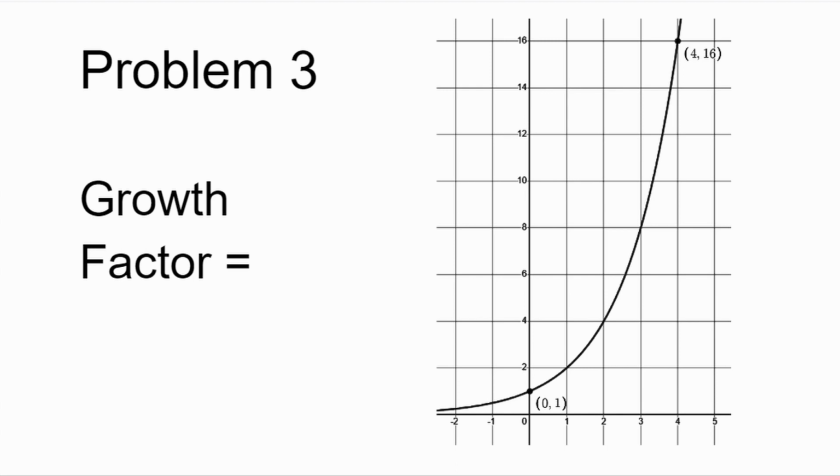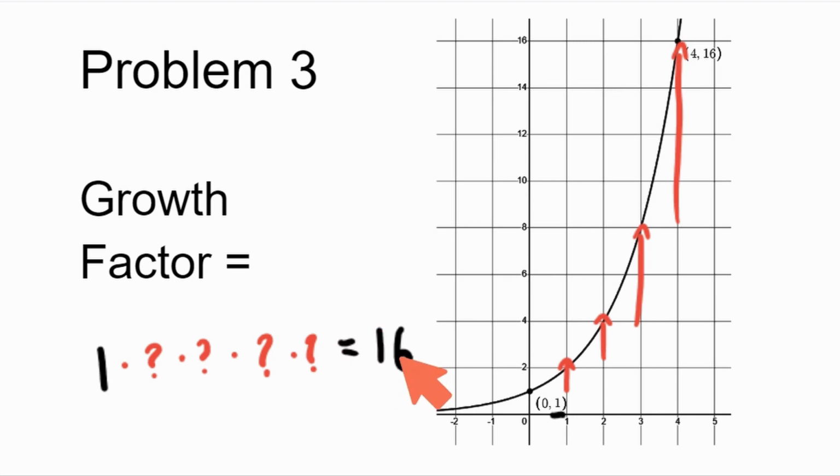Notice for this graph, we don't have any consecutive points. Here we're starting with x equals 0, and our next point is when x equals 4. How many jumps does it take to go from the 0th step to the 4th step? It takes 1, 2, 3, 4 jumps to go from the 0th step to the 4th step. So I can answer the following question: starting at 1, if I multiply 4 jumps, 1, 2, 3, 4, I should land at 16.